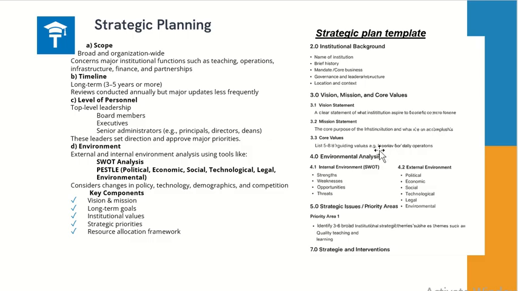Then we must have the strategic priority areas. For instance, you identify 3 to 5 broad institutional strategic themes, such as quality teaching and learning, etc. So that's an example of a template of a strategic plan.